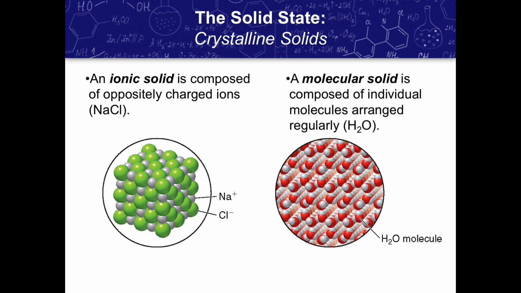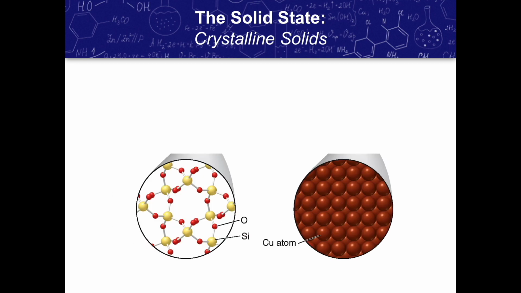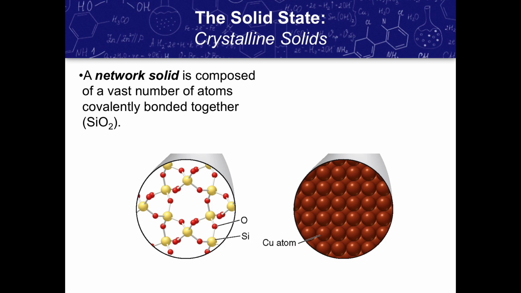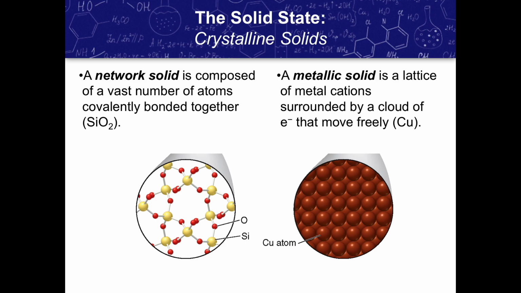Then we have a molecular solid, which is composed of individual molecules arranged regularly, like water molecules. And then we have a network solid, which is composed of a vast number of atoms covalently bonded together, like silicon dioxide. And then we have the metallic solid, which is a lattice of metal cations surrounded by a cloud of electrons that move freely, like copper.